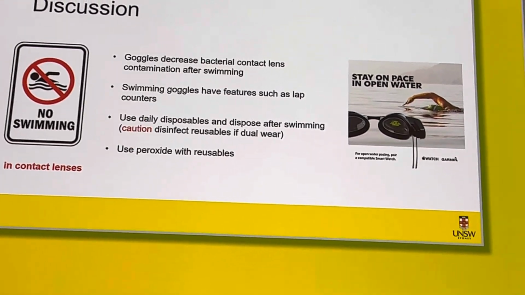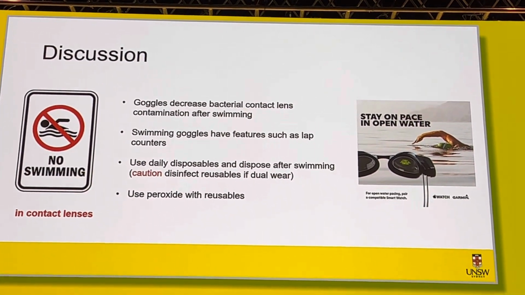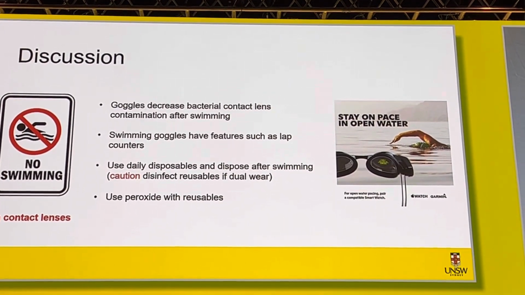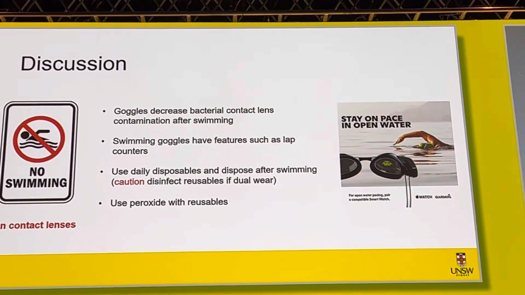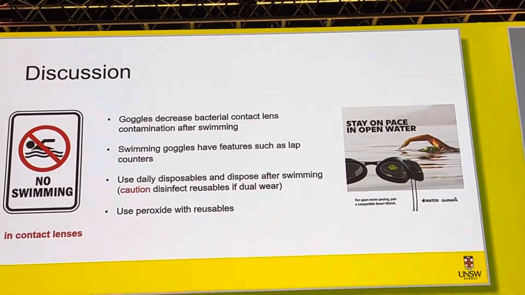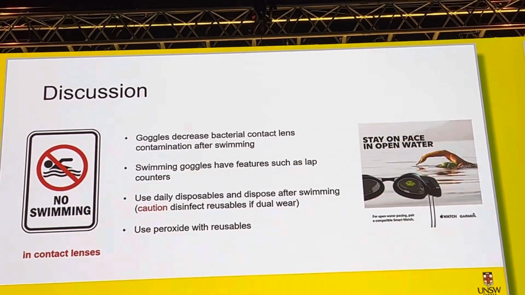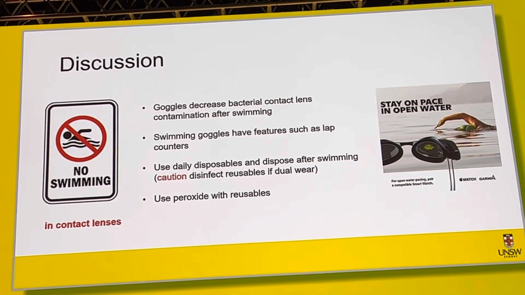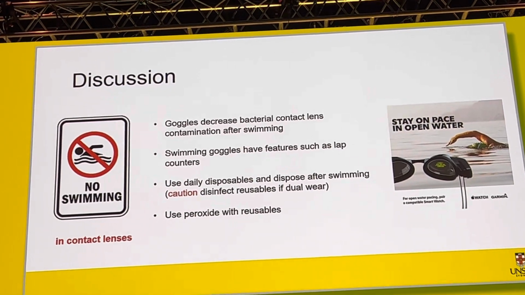But there are ways we can minimise the risk. There are a number of studies that have shown that goggles decrease the bacterial load on contact lenses, again speaking to the food source for Acanthamoeba. And there are goggles available now that have lap counters, which you can get on Amazon, which are quite cool. There are other strategies around disinfection and disposability of lenses.